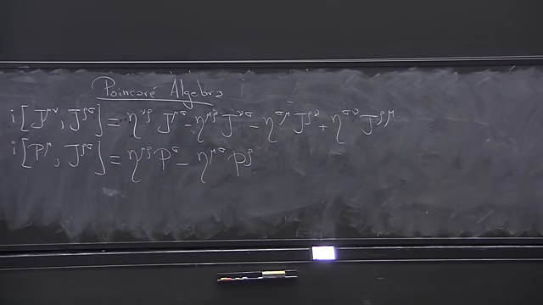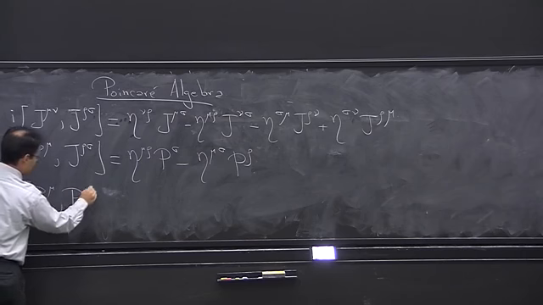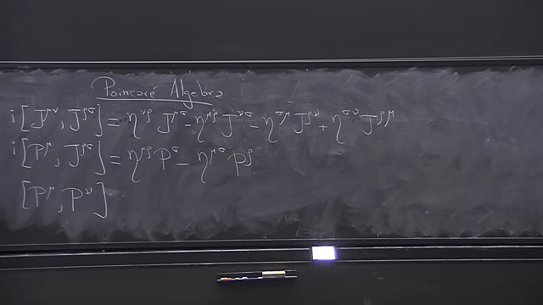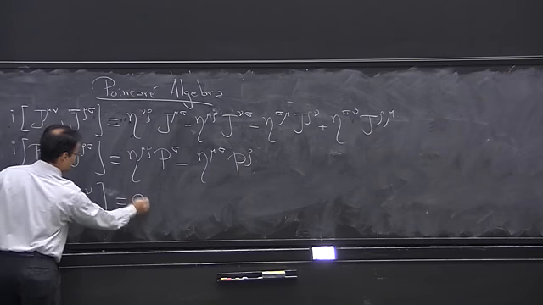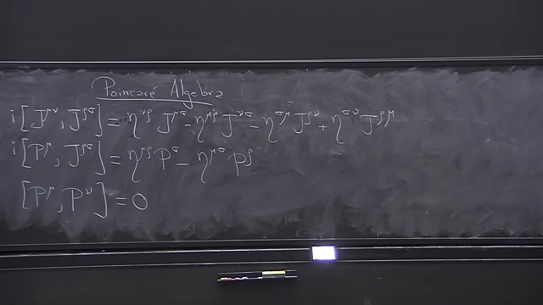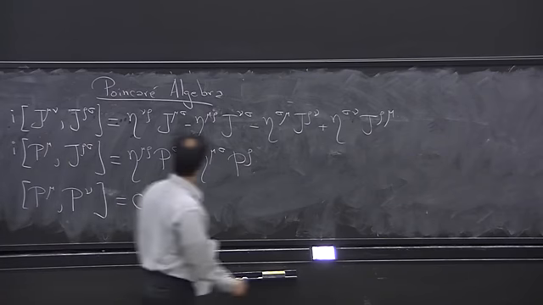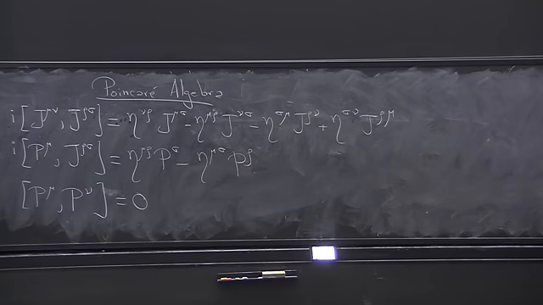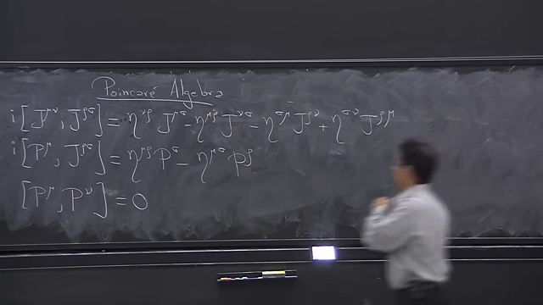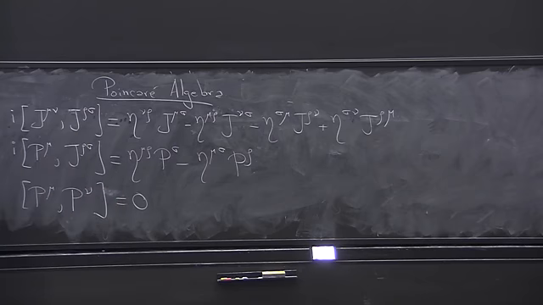Okay? And of course, this is something we all know, which is that this part is 0. Okay? Very good. So now, this is what we mean by finding the algebra.